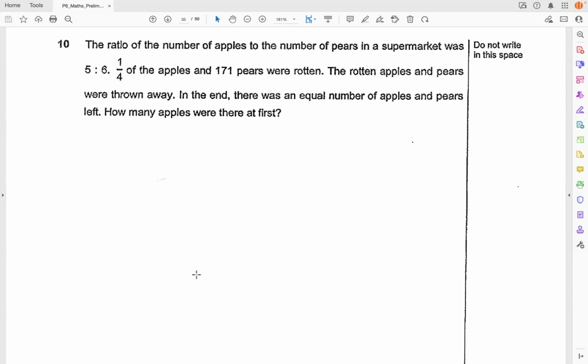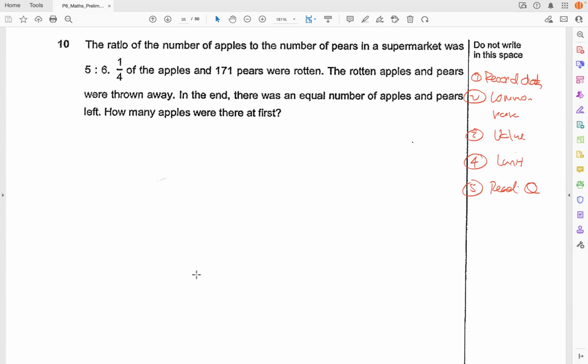Okay, the ratio of the number of apples to the number of pears in the supermarket was 5:6. So let's record it down. The matrix method, I tell you, first you record data, then look for a common base, then look for the value of 1 unit. Read the question again. This is the matrix method, a 5-step method. I'll show you how it's done.